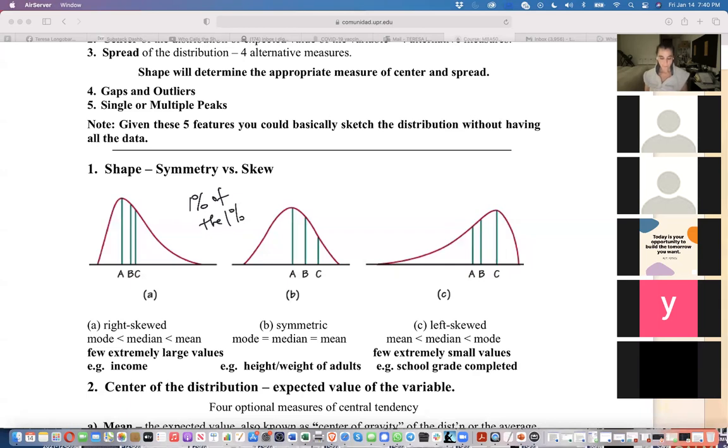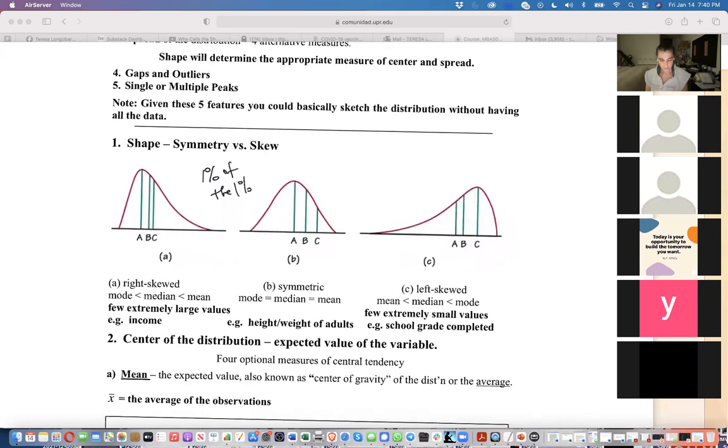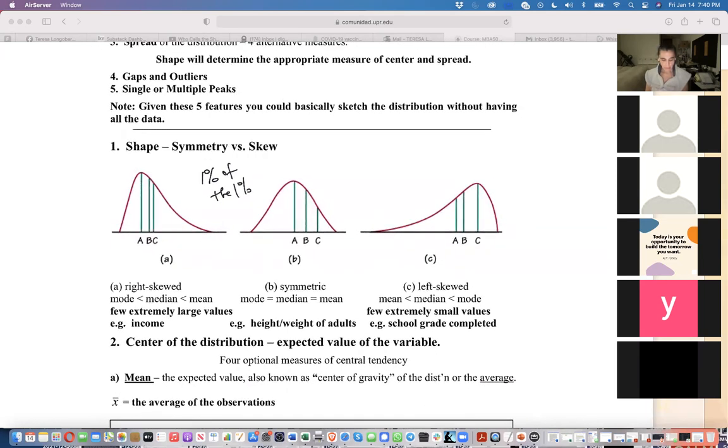So now that you know what's under the curve, you can understand my discussion about the different kinds of variables that would look like this. Okay, so that's the shape discussion. We call this symmetric. This one is right skewed because there's a few values on the right that are high. And this one is left skewed because there's a few values on the left of the regular number line that are much lower than the rest.